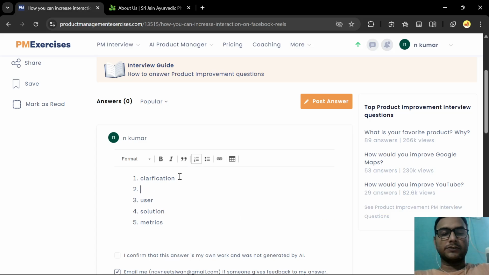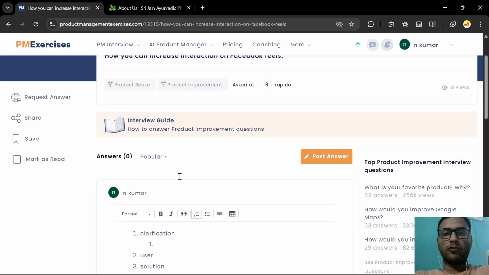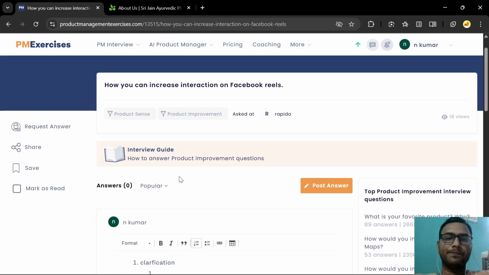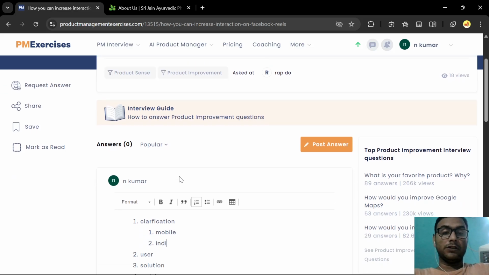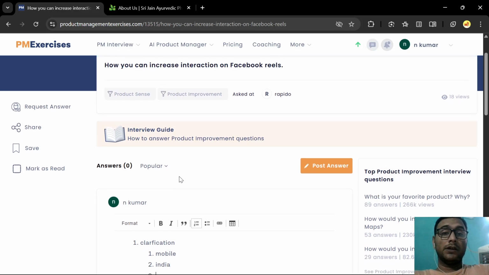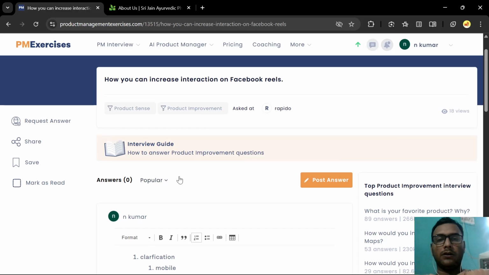So in the clarification, the things which we do not understand or need more clarity. The obvious clarifications would be the assumptions that we will make: this is for the mobile platform, mobile OS, and for the India geography, and a little brief about the product of Facebook Reels.